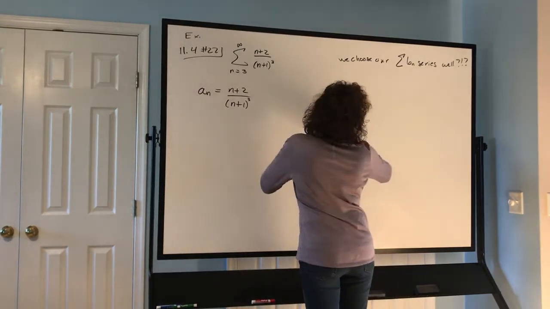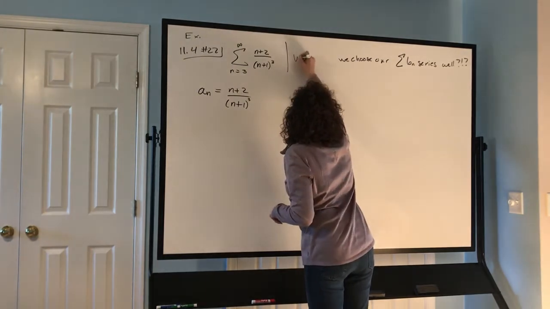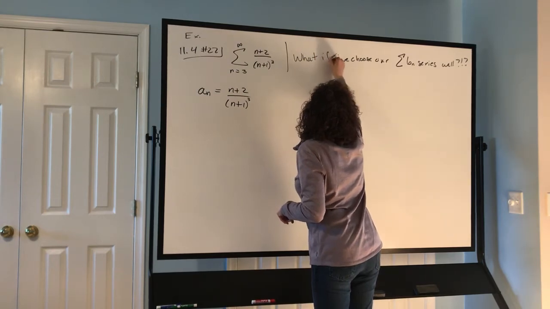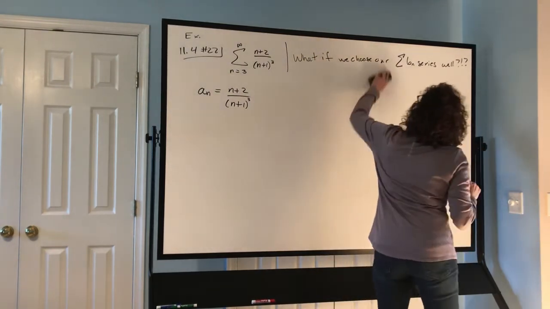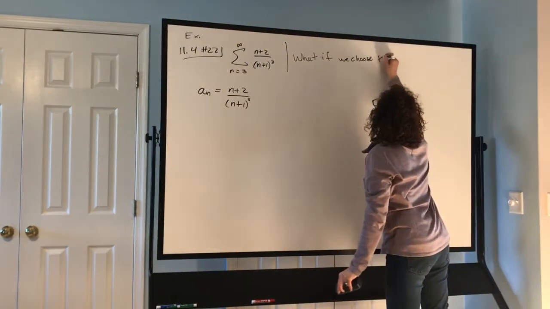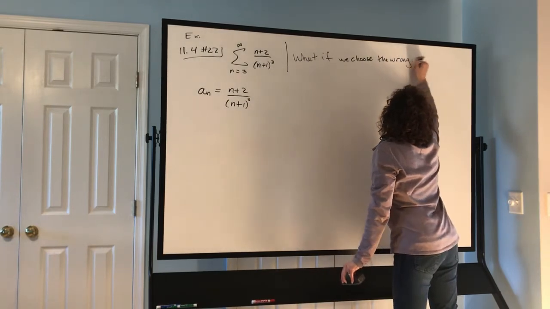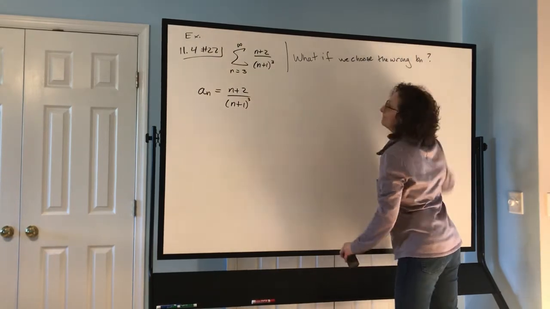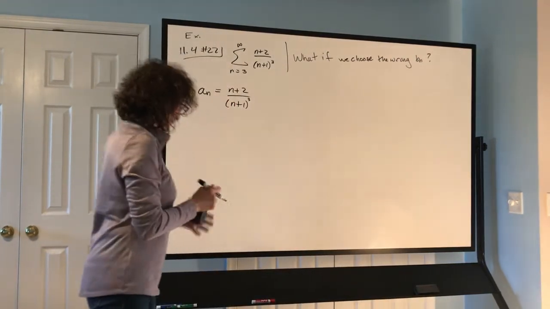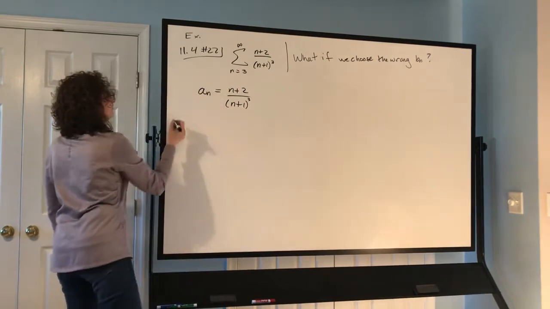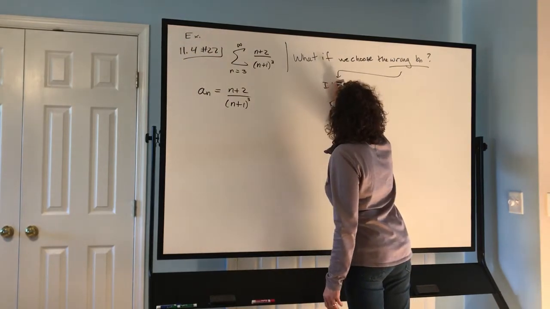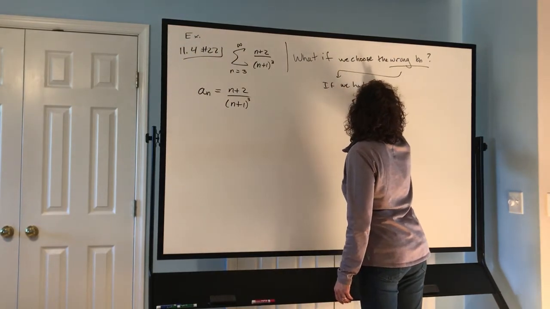So the question now is, what if we choose the wrong BN? Okay. So suppose we didn't know anything about this particular problem, and now we're choosing the wrong BN.